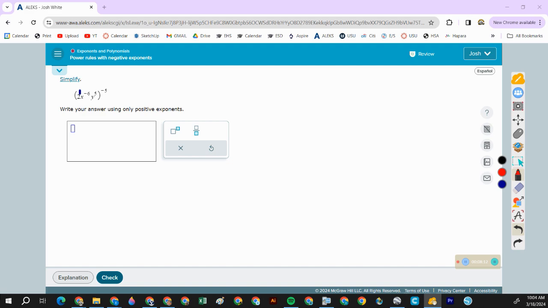All right. So I'm going to multiply each of these exponents by negative 5. 2 to the negative 5, x to the 30th, y to the negative 25. So that will be x to the 30th over 2 to the negative 5 is 1 over 32. Y to the 25.